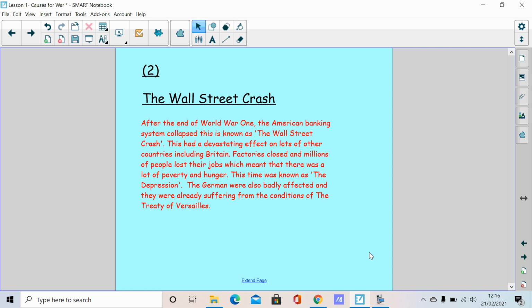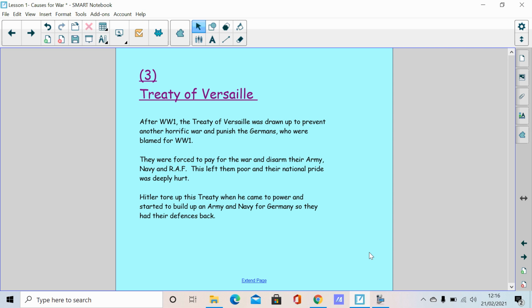The Germans were also badly affected, and they were already suffering from the conditions of the Treaty of Versailles, which is going to be our third cause for World War II. So the Treaty of Versailles. After World War I, the Treaty of Versailles, almost like a contract, if you want to believe it that way, was drawn up to prevent another horrific war and punish the Germans who were blamed for World War I.